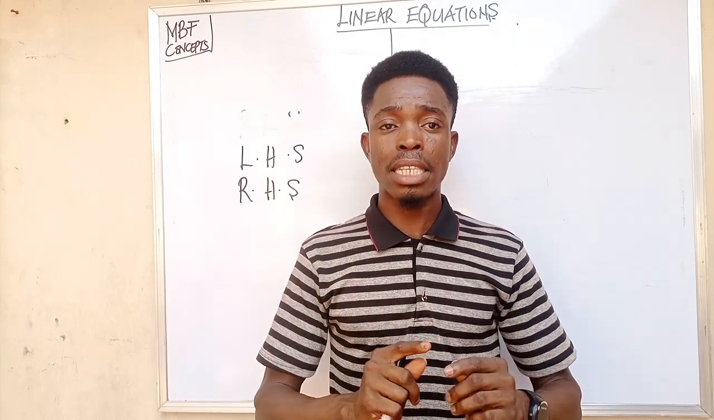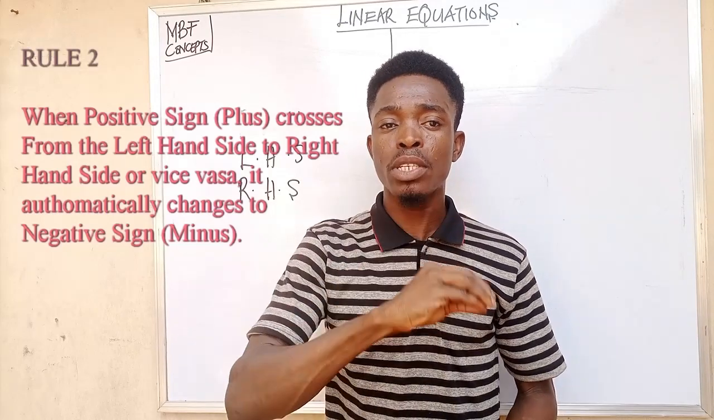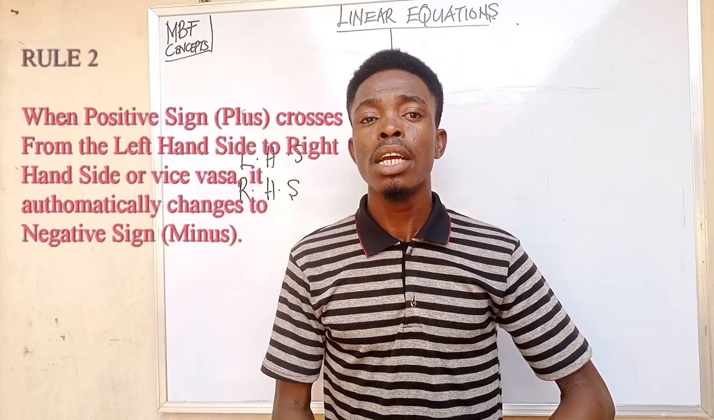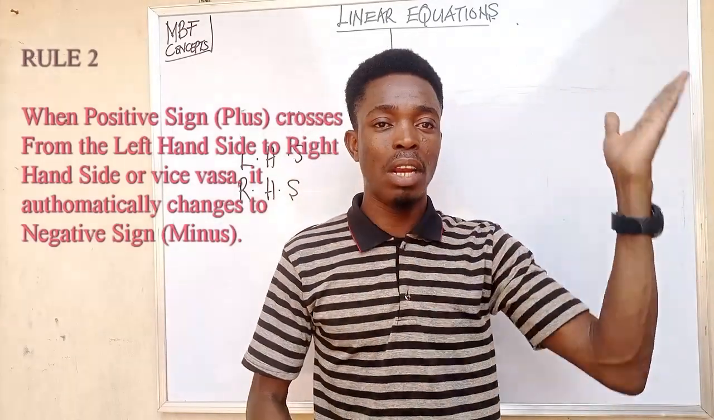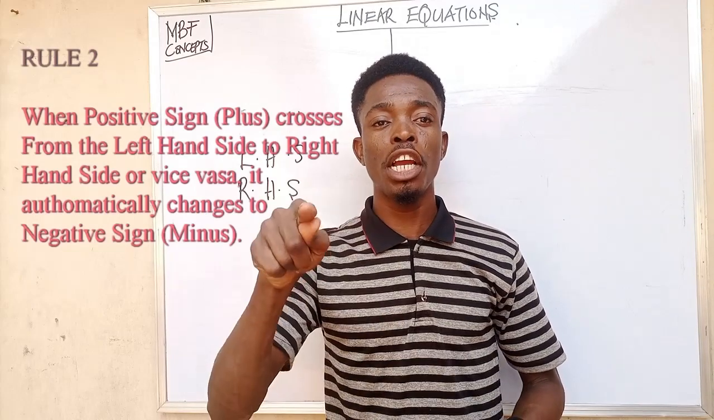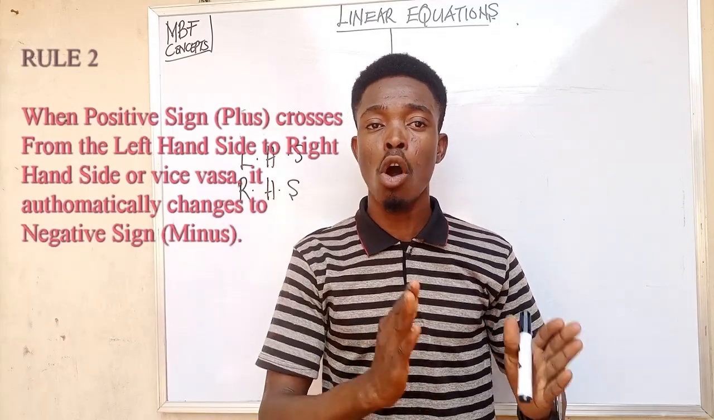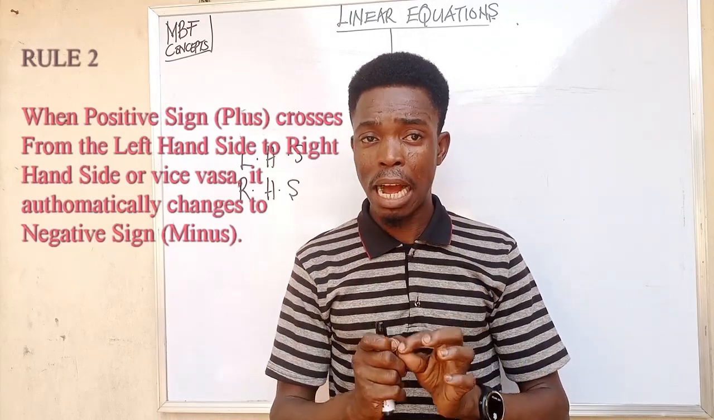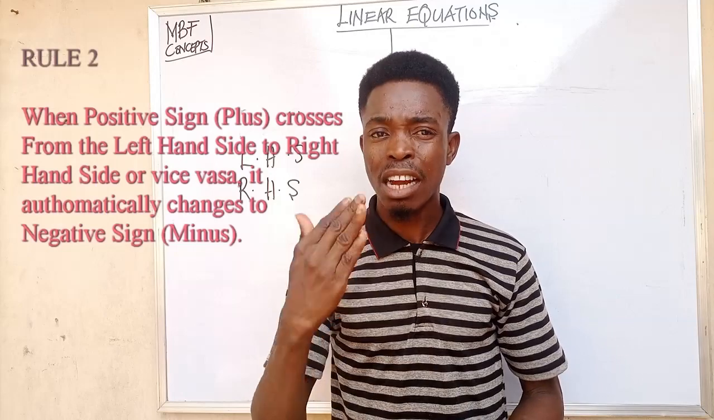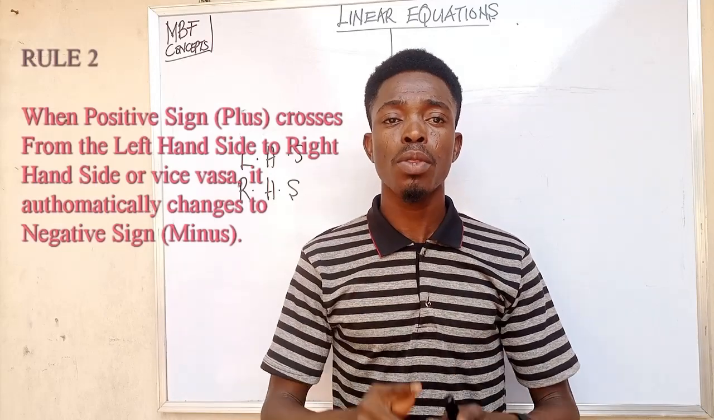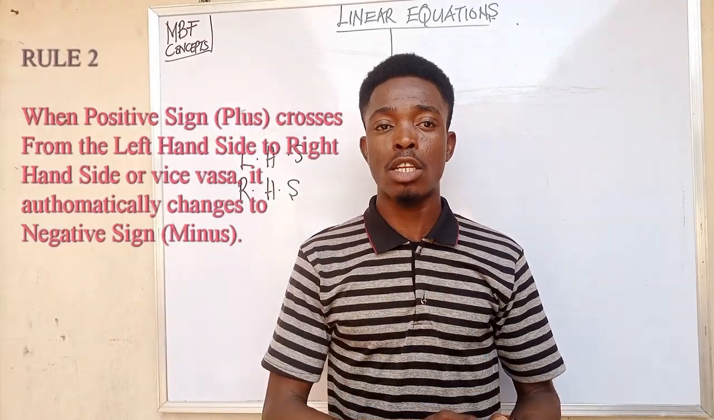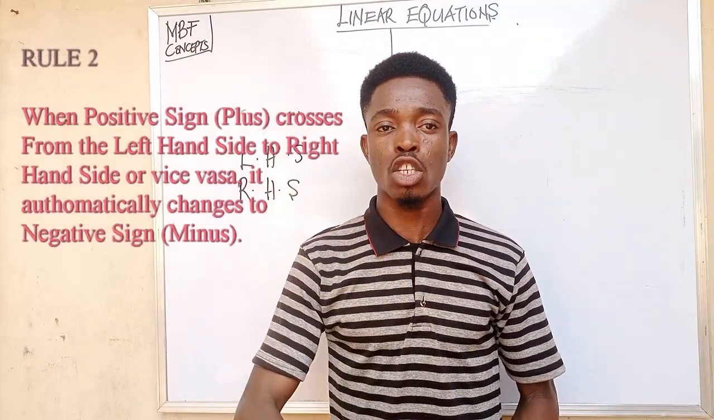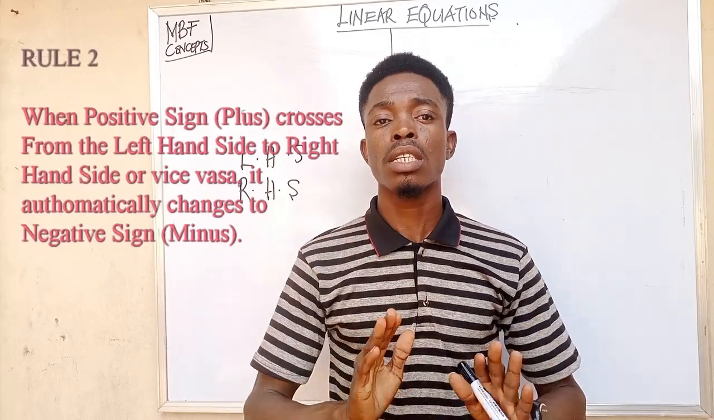Rule number two states that anytime you take a positive sign across the sign of equality, whether it crosses from left to right or from right to left, that positive sign must change to a negative sign, which is the opposite of positive. So anytime you take a number, an integer or a variable that is positive across the equality sign, that sign must change. If it was plus, the plus must change to negative as long as it crosses the sign of equality.